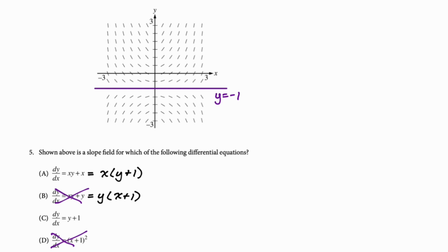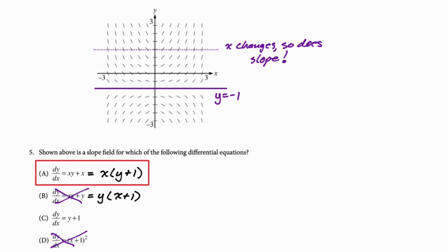Now we have to choose between A and C. I'm going to go back and look at another horizontal line, just a random one, it doesn't matter. Notice that as x changes, the slope changes. That means that x is somewhere in this differential equation. We don't really need to know where, we just need to know it definitely factors in, which means our only option is A. If you're looking to get really good at these, I have a couple of matching a slope field to a differential equation videos where I go through a ton of them and just match them all up.